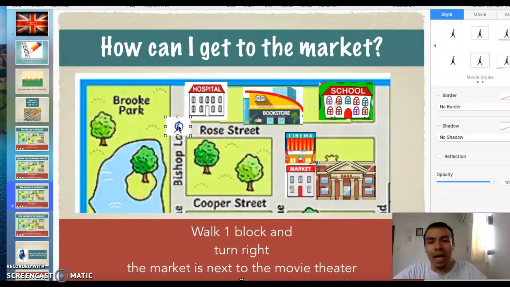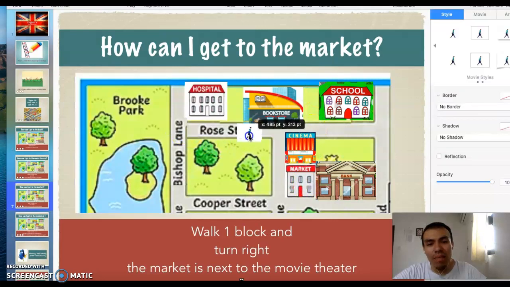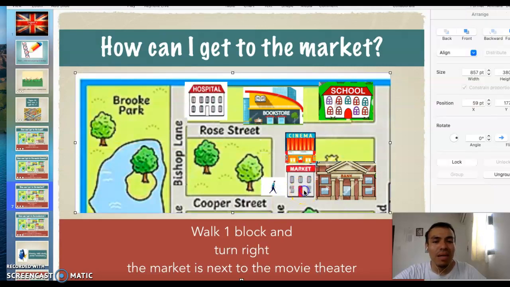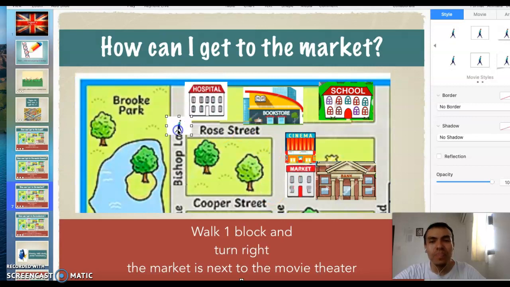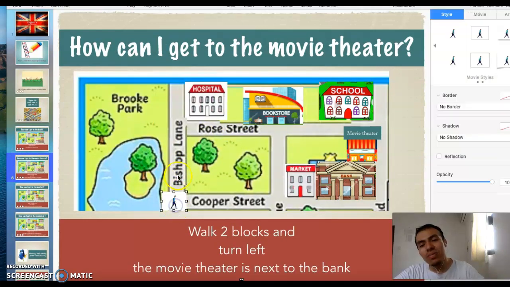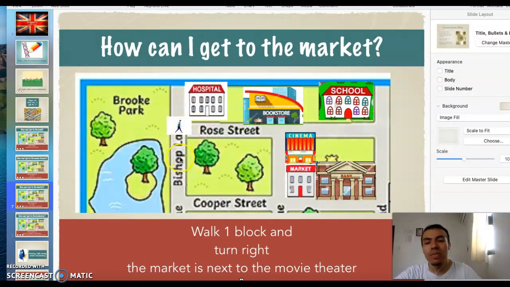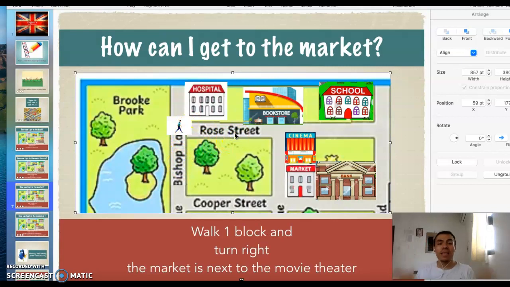Again, how can I get to the market? Walk 1 block and turn right. The market is next to the movie theater. Okay, important. Now the person is between Bishop Lane and Rose Street. In the other, the person was between Bishop Lane and Cooper Street. Now here is between Bishop Lane and Rose Street. So pay attention to these details.